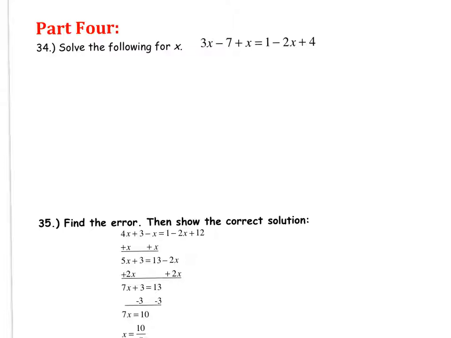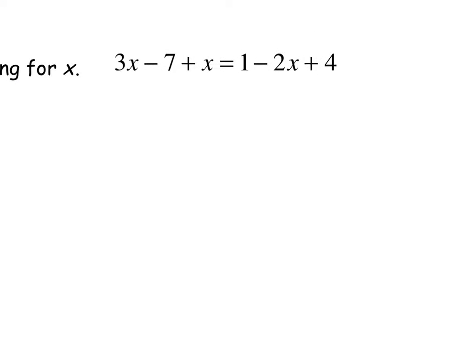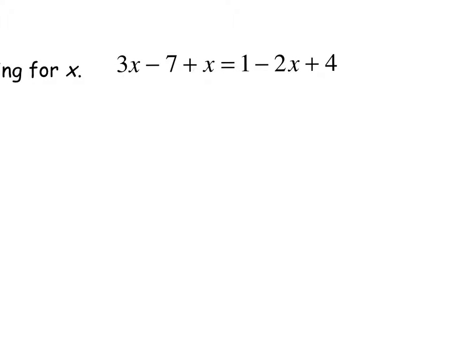Chapter 1, Part 4, we are reviewing how to solve equations. So, number 34, we are looking to solve for x. The first thing we're going to do is combine like terms. On my left side, I have a 3x and an x. I'm going to just draw this line here.